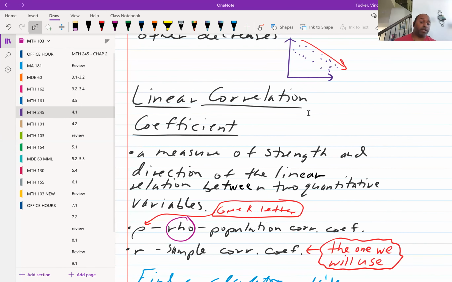Just like any other time, you have your population and your sample symbols. So your population correlation coefficient is represented by the Greek letter rho, which kind of looks like a P, or if you like baseball, the Philadelphia Phillies P. I don't know if it still does, but I know it used to look like that. Greek letter rho, and then just the lowercase r is your sample correlation coefficient, and that's the one we're going to use. We're going to use r.